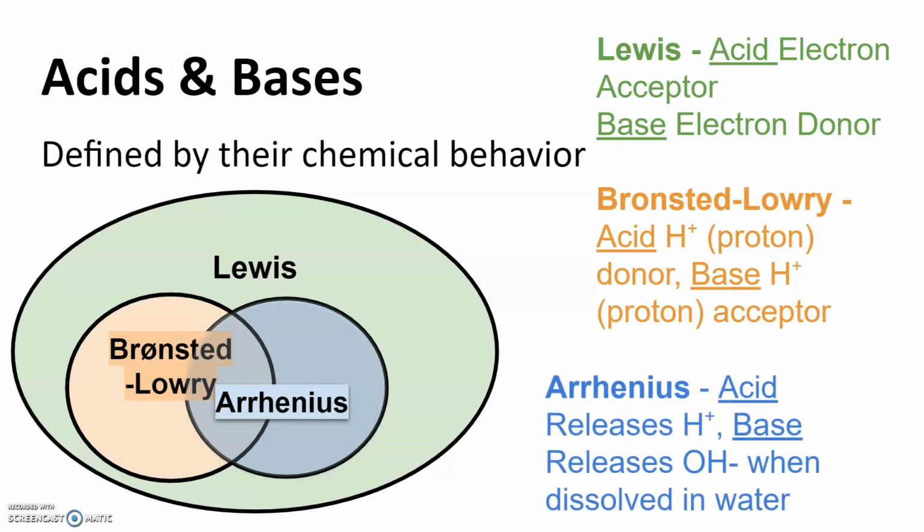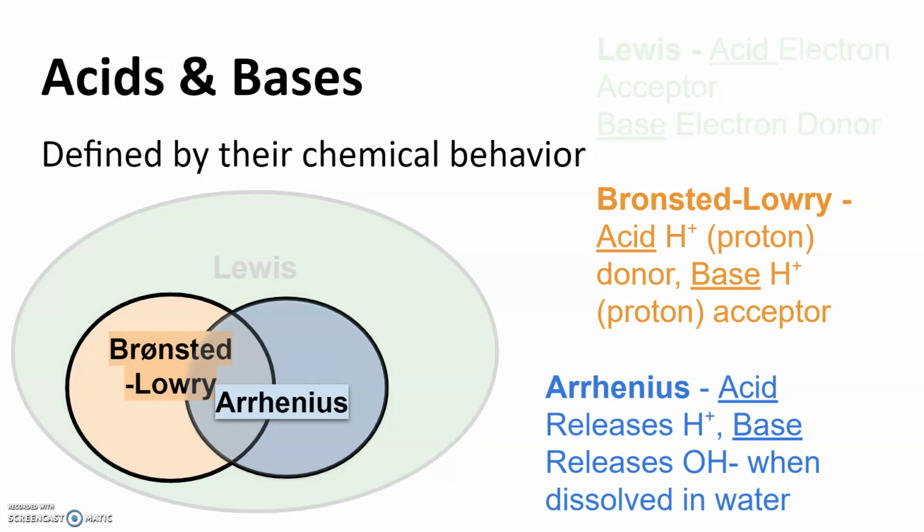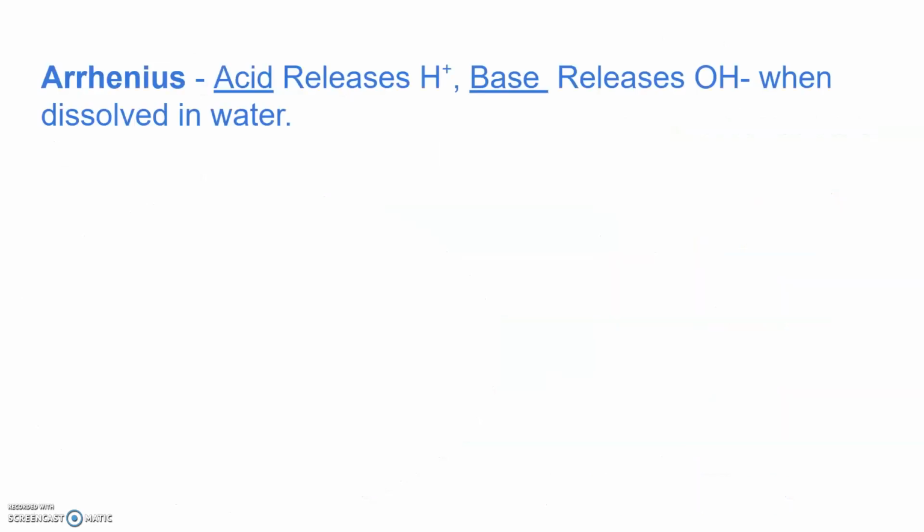Now, although Lewis encompasses both of those, truly only organic chemists use Lewis as the definition, so we're actually not going to follow that, but you may see that in the future. The two definitions we're going to follow are Bronsted-Lowry and Arrhenius. So let's start by taking a look at Arrhenius. Arrhenius definition has to do with what happens when an acid or base is dissolved in water.